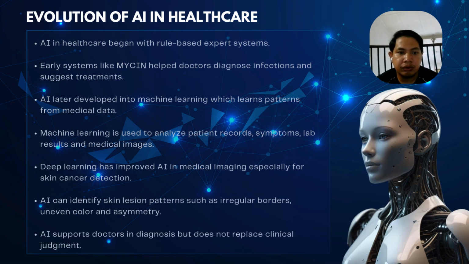Machine learning is used to analyze patient records, symptoms, lab results, and medical images. Deep learning has improved AI in medical imaging, especially for skin cancer detection. AI can identify skin lesion patterns such as irregular border, uneven color, and asymmetry. AI supports doctors in diagnosis but does not replace clinical judgment. I will pass the next presentation to Aiman.